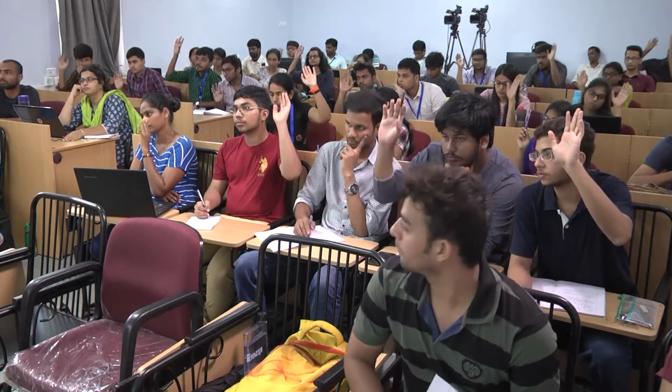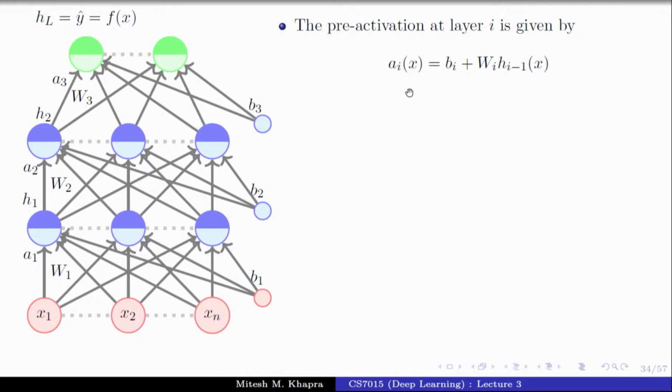How many of you get this completely? Please raise your hands. Okay, good. So that's what this equation is saying, right? For any generic Ai, it is going to be Bi plus Wi into Hi minus 1. And the x that you have in the bracket is just saying that Ai is a function of x, right? So Ai of x, that's all.